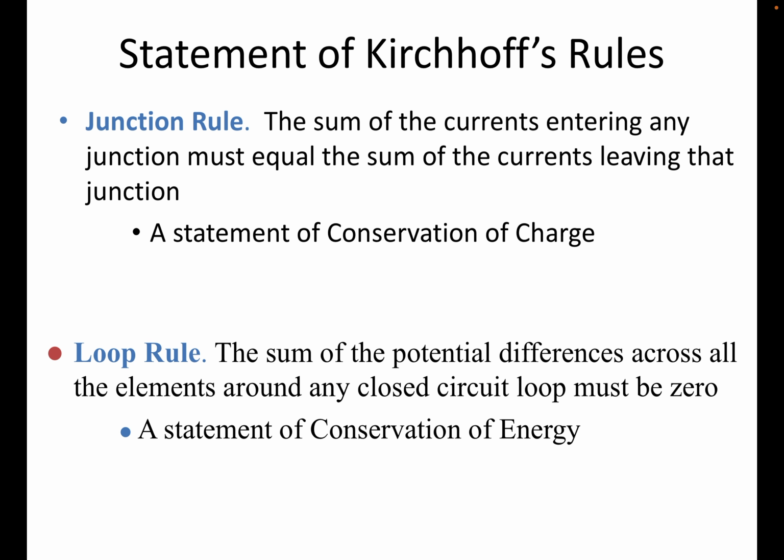There are two rules. The junction rule, based on conservation of charge, states that the sum of the currents entering any junction must equal the sum of currents leaving it. The loop rule, based on conservation of energy, states that the sum of potential differences around any closed circuit loop must be zero.